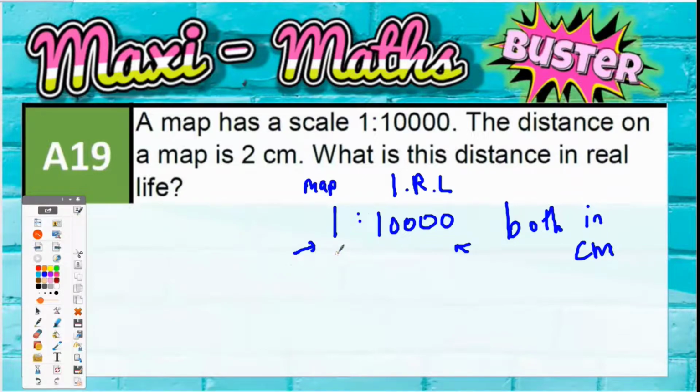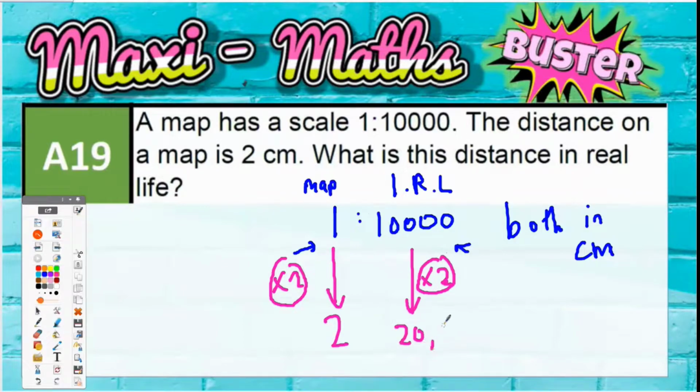And then we say, well, what's the question doing? The question is changing the 1 in the actual scale into 2 centimeters on the map. So that is actually getting twice as big. So you're doubling the 1 to get 2. So if you're doubling the 1 on the map to get 2, you've got to also double the 10,000 in real life. And double 10,000 is 20,000.